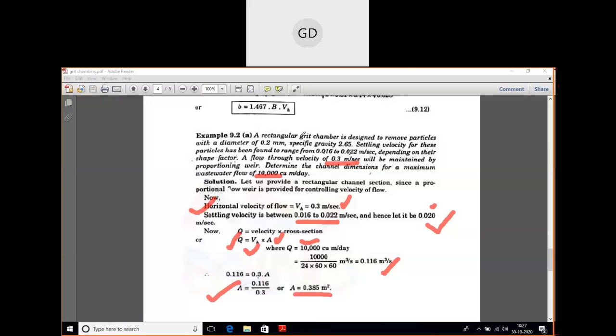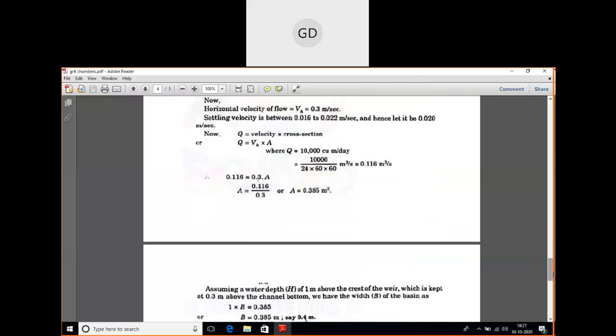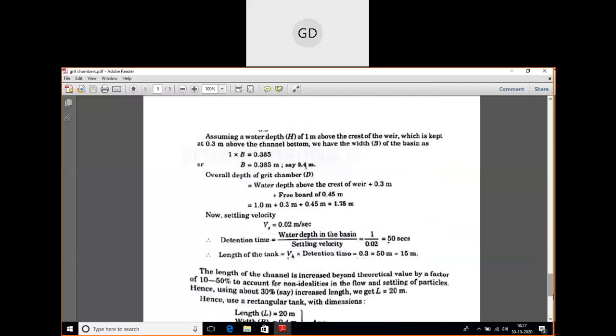Clear? So next step after finding the area, they have assumed something. Okay, so since it is a design problem, some values might not be given in the question, so you have to assume something by yourself, or actually in the theories of these grit chambers, all these things are written. Okay, so here now you need to note it down.